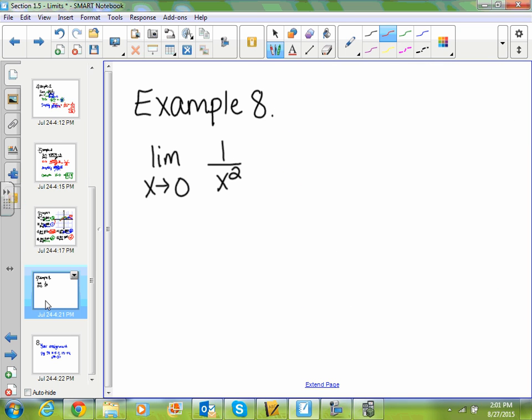Alright, and then the last one that we're going to look at is the limit of 1 over x squared as x approaches 0. So again, you'll start with direct substitution, which usually works, but hasn't worked on any of our examples so far. So if I plug in 0 for x, I get 1 over 0 squared. And 0 squared is 0, so I get 1 divided by 0, which doesn't exist.